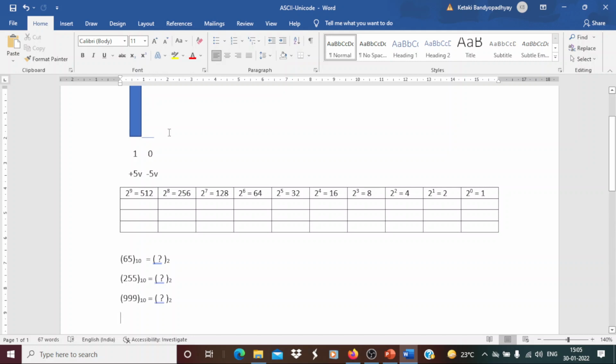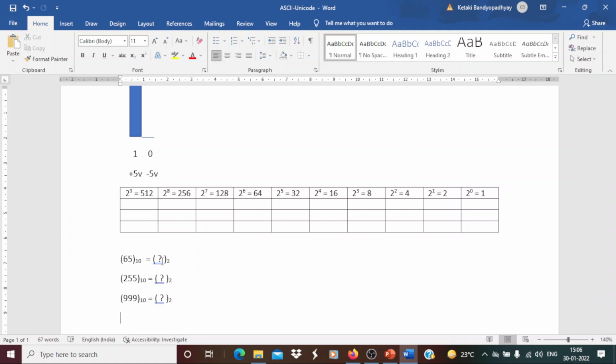Okay, so if this is the preliminary knowledge we have, then let me show you how a decimal number can be transformed into its binary equivalent. Let us suppose we take 65 as a decimal number, 65 base 10. So what will be the binary equivalent of this decimal 65?